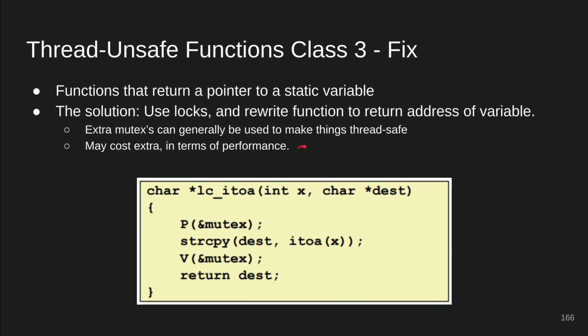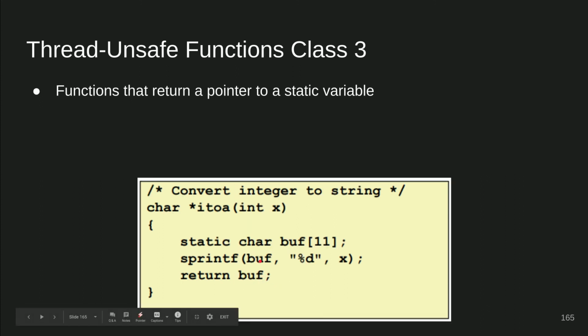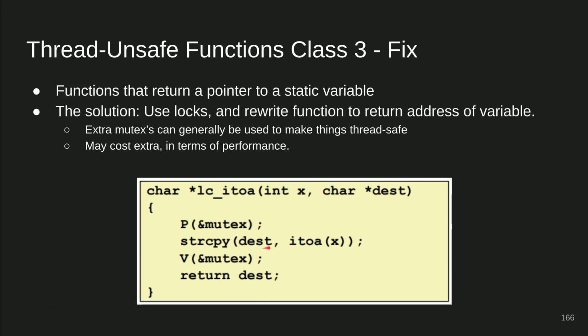Okay. So the solution for this one is to use locks and try to rewrite the function to return the address of the variable. Okay, so this returns the pointer for this value here, but we do a little bit of refactoring here to, again, put a lock around our value here, and this makes things thread safe. Okay, and then we're not returning something that's static or shared amongst different instances. In fact, we're passing in a copy of something here.